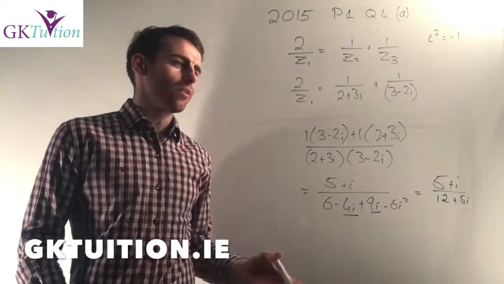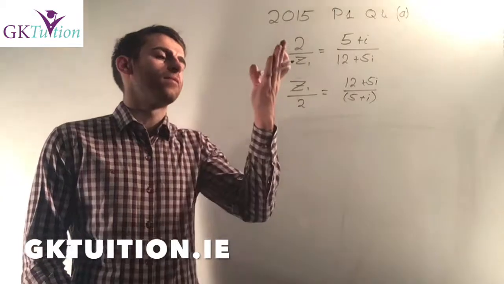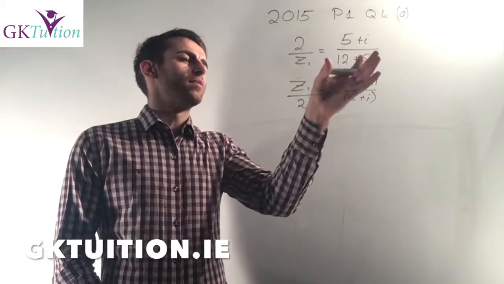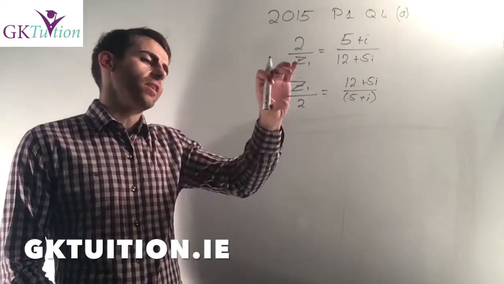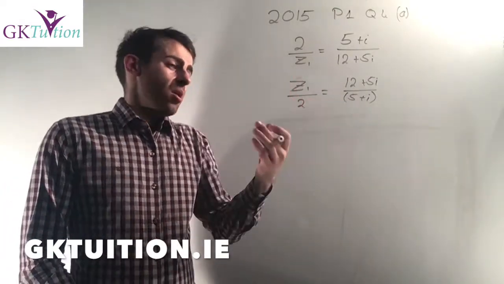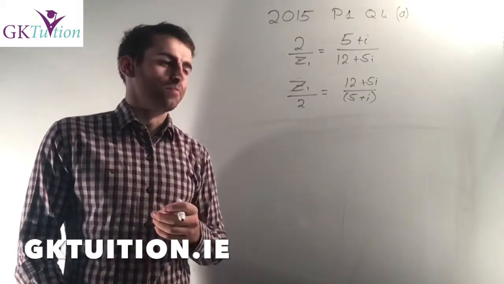So if you want to take that down, I'm going to start again from the top. Okay, so I've just continued on from where we left off. I have 2 over Z1, except I've simplified the right-hand side to one fraction. Now on the next line, I've decided to get the reciprocal of both of them, purely because it'll just be easier if my unknown is on the top of the fraction.